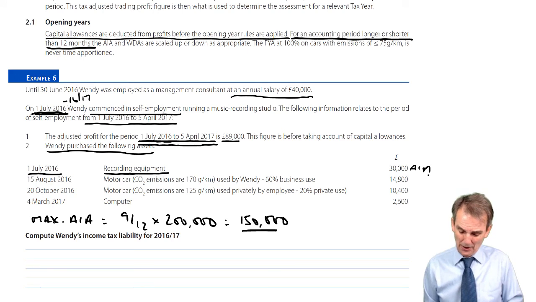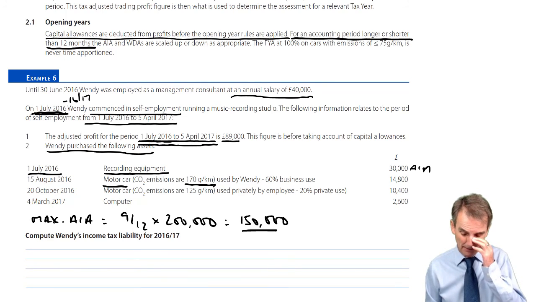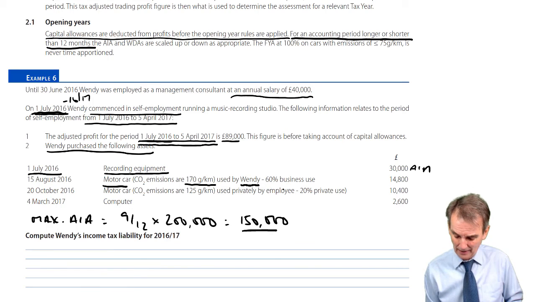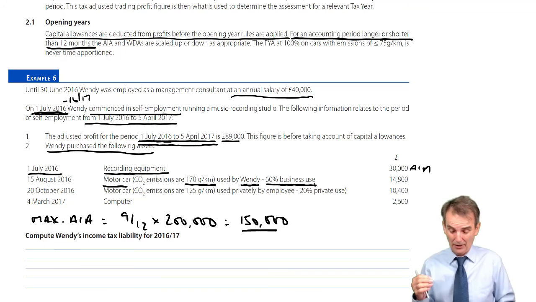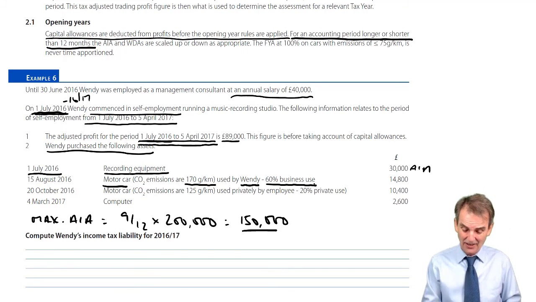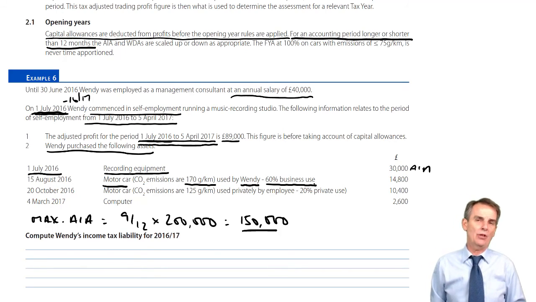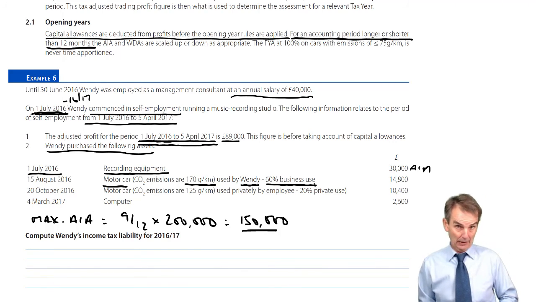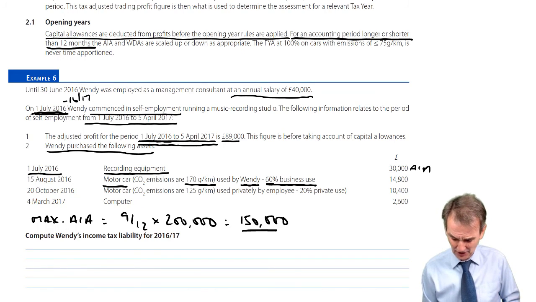Now, what do I buy next? Motor car, CO2 emissions, 170 grams per kilometre, used by Wendy. 60% business use, 40% private use by Wendy. Remember, Wendy is the proprietor. She is the unincorporated trader. Therefore, this is an issue. If you have an asset with private use by the proprietor, then you must restrict the capital allowances claim to the business use proportion. Here, 60%.